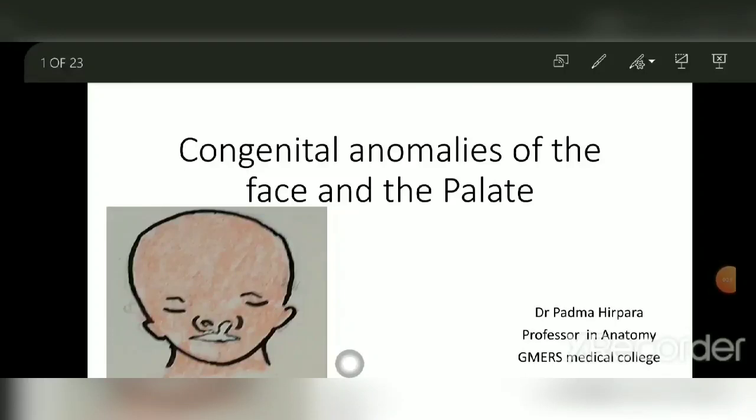Hello, today you are going to learn about the most important topics, cleft lip and cleft palate, which are asked as short notes in exam. So let's get started with congenital anomalies of the face and the palate.